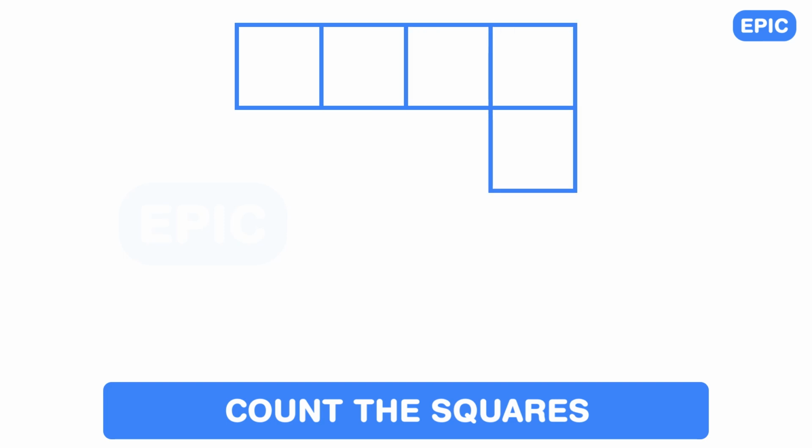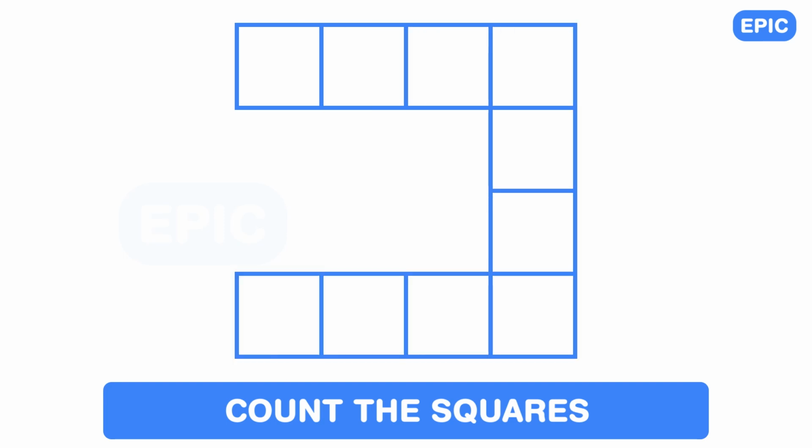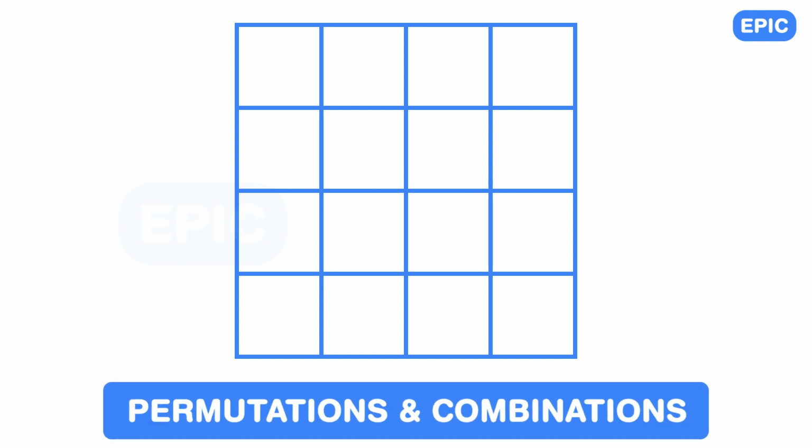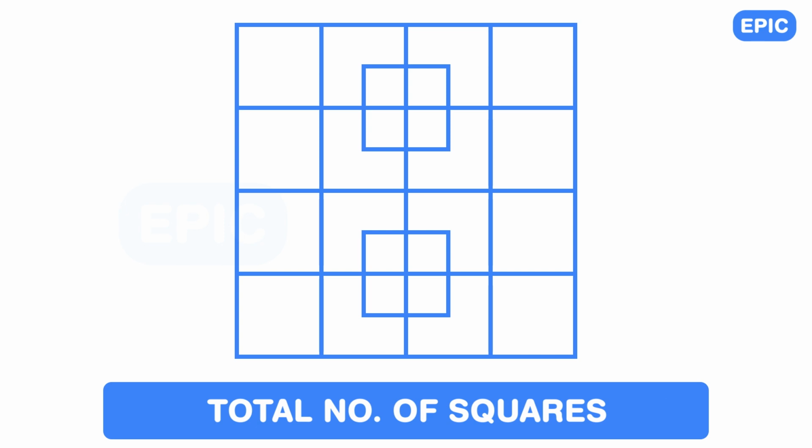Counting squares and triangles in a figure is one of the most popular math puzzles on the internet these days. The lesson to learn here is that these puzzles are extremely helpful in giving you a visual understanding of permutations and combinations. In this figure, you have to count the total number of squares. Feel free to pause the video to think.